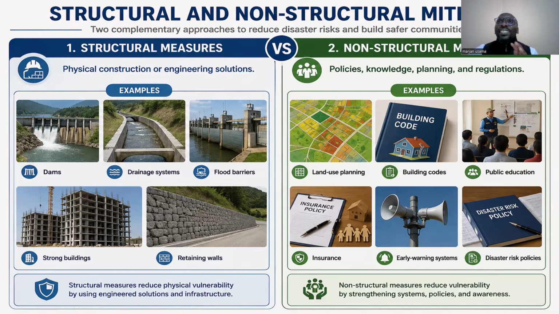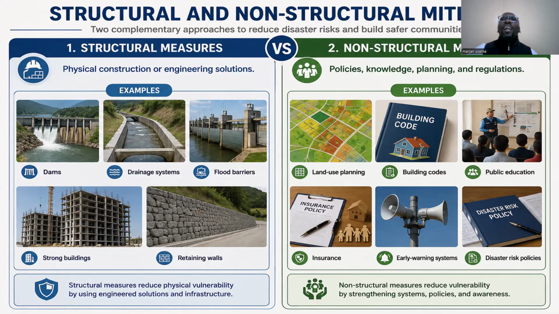So if we want to minimize the effects of disasters, we need to have dams. We need to build good dams. We need to build a good drainage system. We need to have flood barriers. These flood barriers, for example, are for when it rains a lot and the amount of water is that much. So these barriers act as walls. Then strong buildings. Our buildings should not be weak.